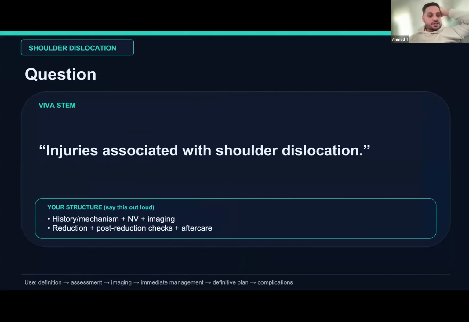Injuries associated with shoulder dislocation. Can someone mention any two associated injuries? I think with shoulder dislocation it's most important to exclude a clavicular fracture plus chest injury. I think these are the two most common injuries with shoulder dislocation, plus fracture dislocation.